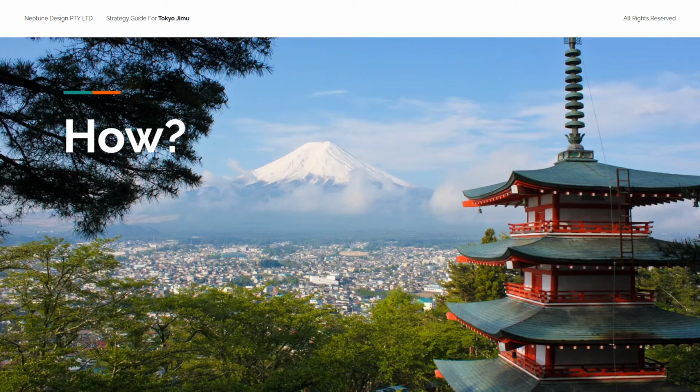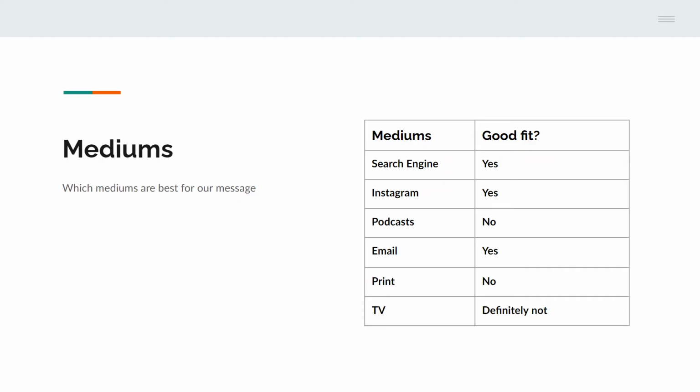What I want you to do is firstly think about mediums. Mediums would be the places that our eyeballs, the eyeballs that we're after, are looking at. So you can't have a medium where your client isn't.